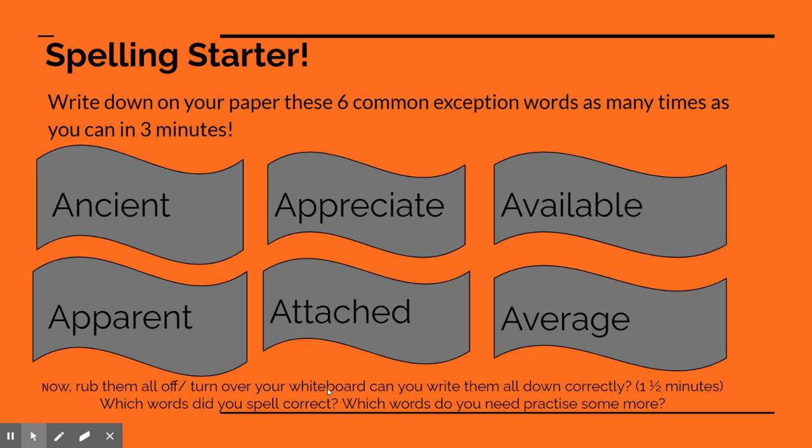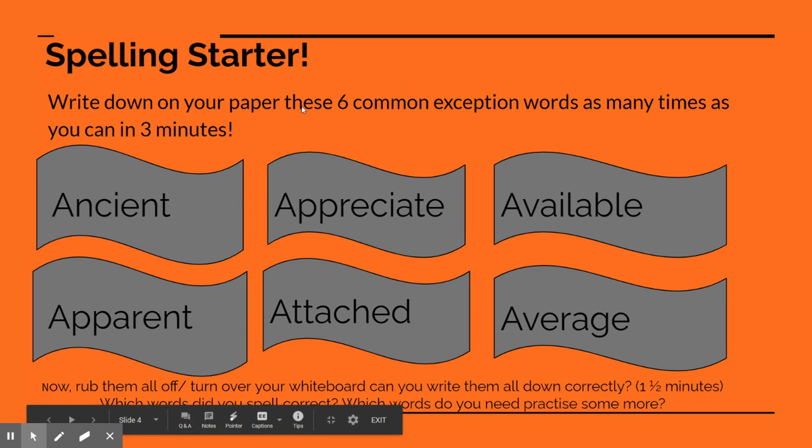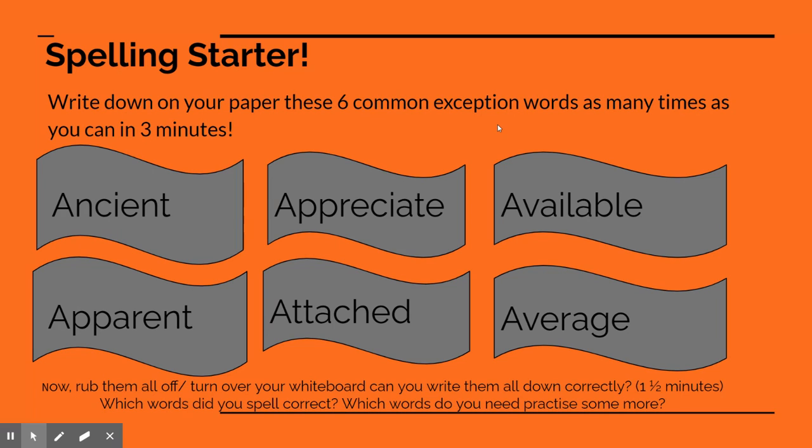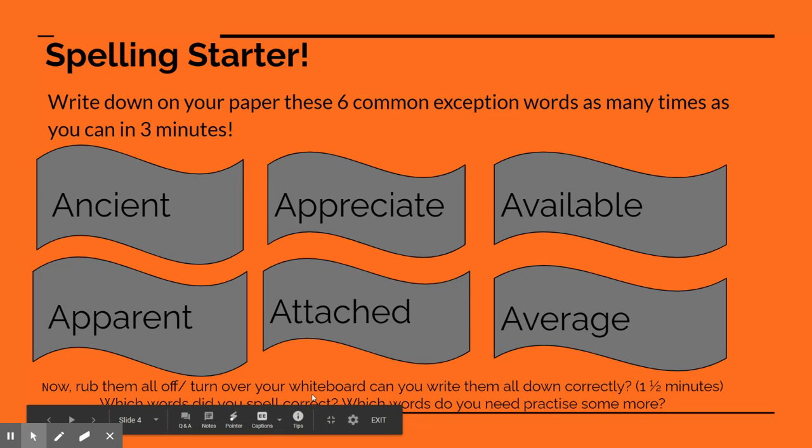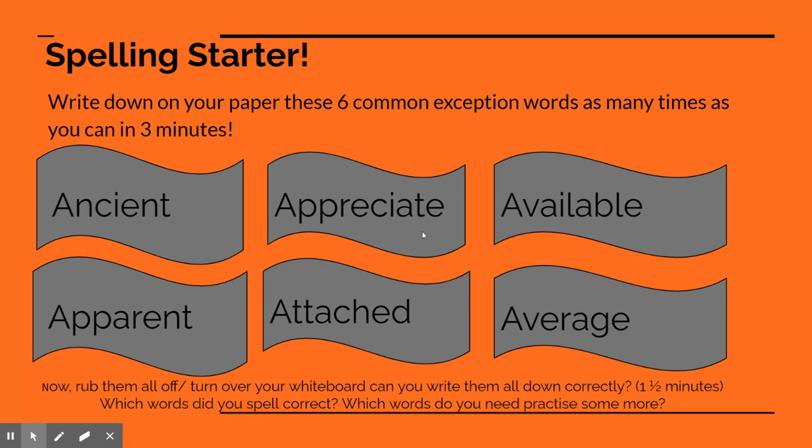Now we'd like you to have a go at this spelling starter where you need to write down on your piece of paper these 6 common exception words from the Year 5 and 6 statutory spelling list as many times as you can in 3 minutes. Once you've done them, you can turn over your whiteboard, it says whiteboard but it should say paper, and write them all down correctly in under 1.5 minutes. Which words can you spell correctly? Which words do you need to practice more? Pause this video and have a go. Good luck.